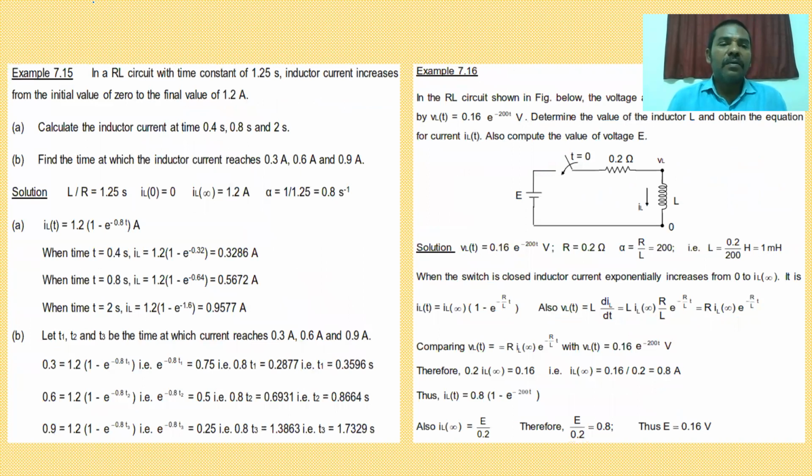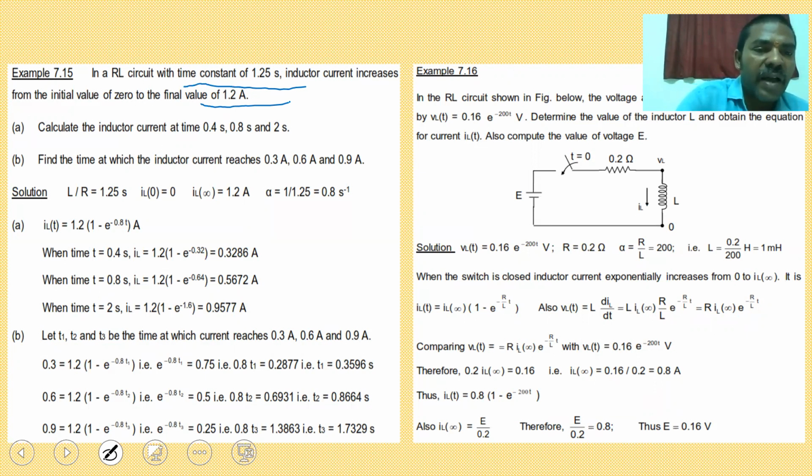Then come to one more problem. An RL series circuit is there. The time constant given is 1.25 seconds. The inductor current increases from the initial value of 0 to a final value of 1.2 amperes. So from 0 to the final value, it is increasing.